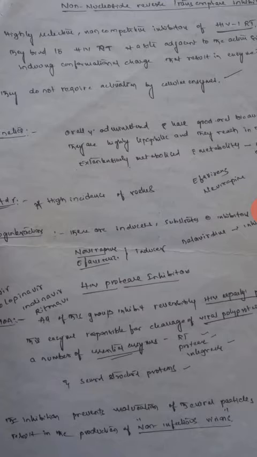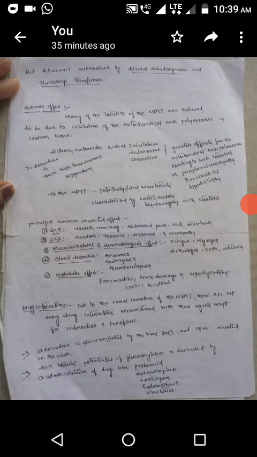Spreading of infection from one T lymphocyte to another T lymphocyte is inhibited by HIV protease inhibitors. They mainly make the virus non-infectious. So this is the mechanism of action of HIV protease inhibitors.